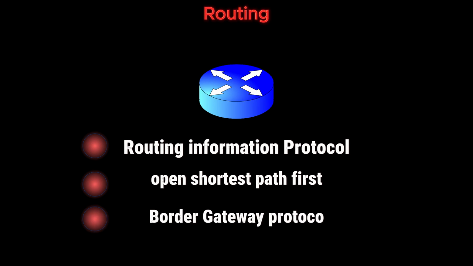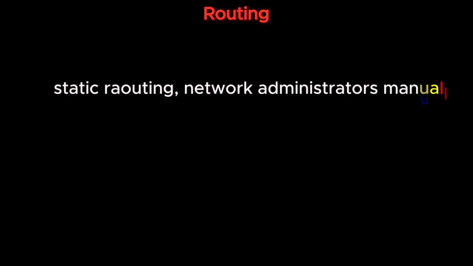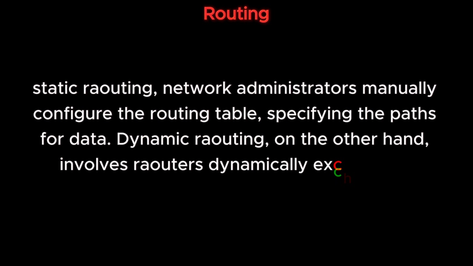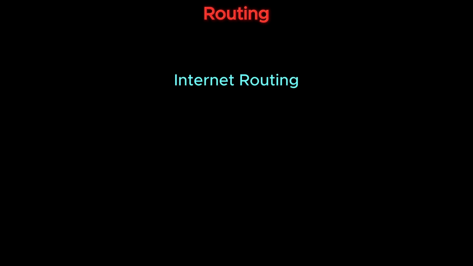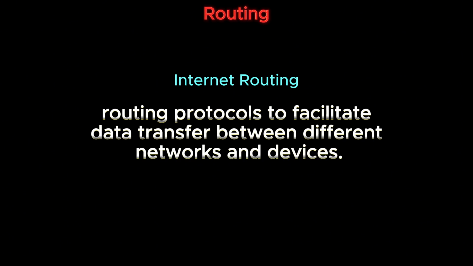Static routing versus dynamic routing. In static routing, network administrators manually configure the routing table, specifying the paths for data. Dynamic routing, on the other hand, involves routers dynamically exchanging information to adapt to changes in the network topology. Internet routing. On the global scale, the Internet uses a complex system of routers and routing protocols to facilitate data transfer between different networks and devices.